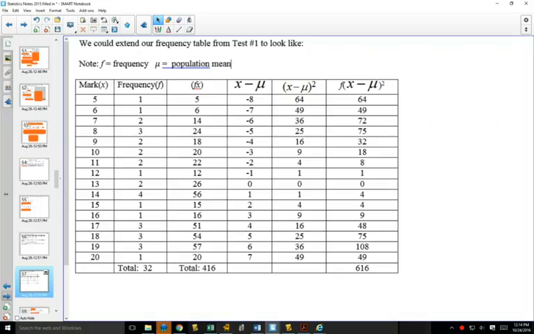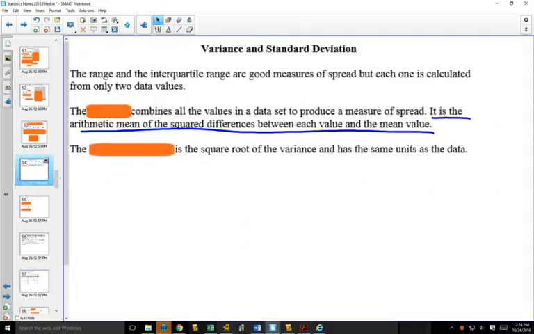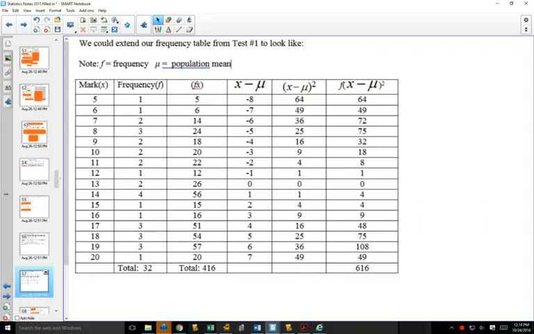Now to calculate the variance, if we go back to that variance formula, it is the arithmetic mean of the squared differences between each value and the mean value. Well, first of all, we find out how far away our score is from the mean. We had calculated that the mean of this data was 13. So when you get a score of 5, does it make sense that that's 8 below the average? And your score of 13 is right on the average. And if we look down here, 18 is 5 above the average.